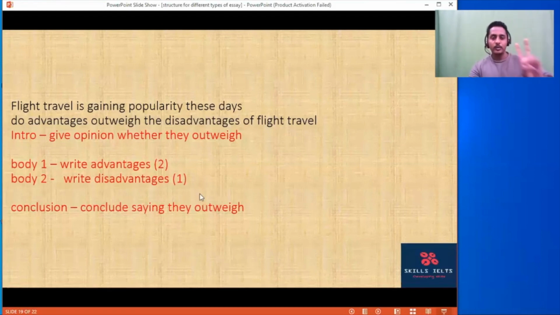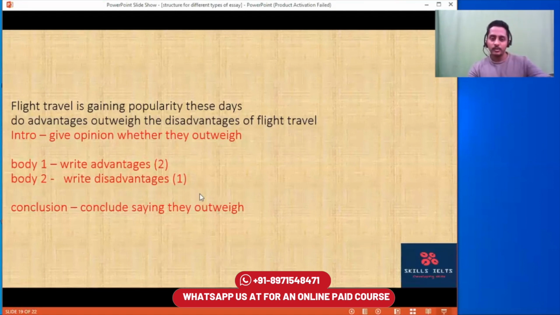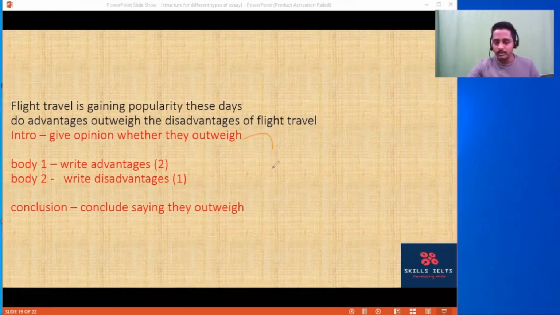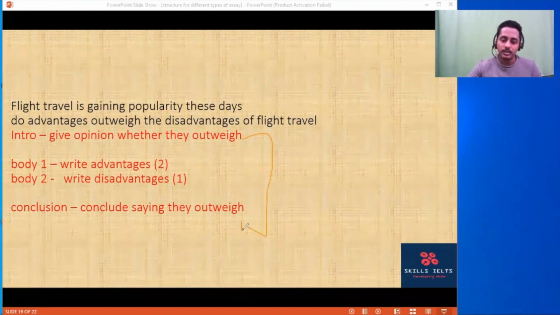So now you write two advantages. How to write, I told you. Then one disadvantage, body 2. Then summarize. How do you summarize? Therefore, there are more advantages than disadvantages. Whatever you told in the intro, the same thing you're going to put here as well.